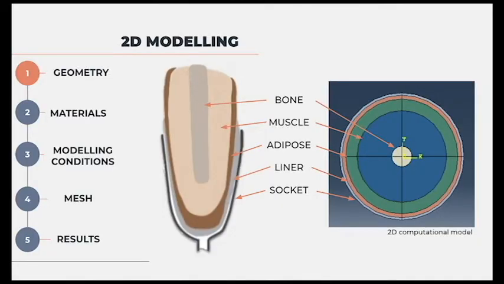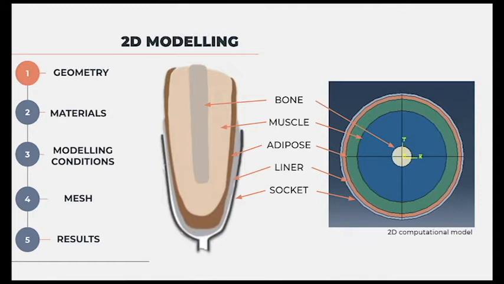Our two-dimensional model was a vast simplification of a realistic prosthetic assembly. The dimensions for each layer of the limb were derived from relevant literature, and the liner and socket were implemented as standard thicknesses commonly found in industry. As you can see on the schematic, we considered the amputated limb to be made of three layers. Firstly, the bone, and then a layer of muscle and adipose.